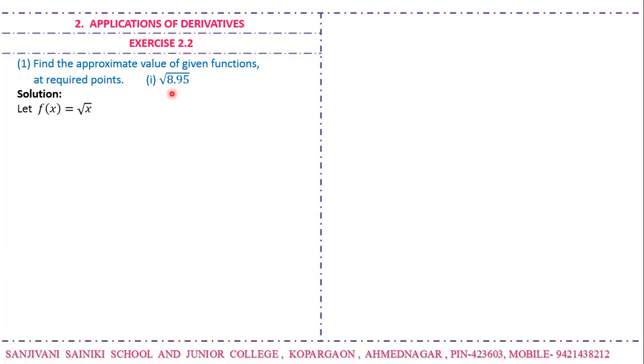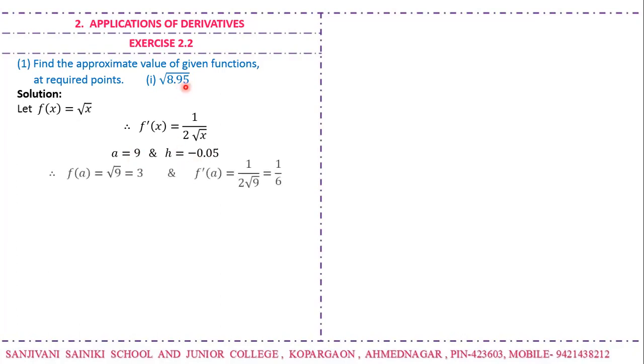The derivative of this f of x will be 1 upon 2 root x. Now I want to choose a point A and a small value h so that their sum is 8.95, but at the same time I have to pay attention to the value A whose square root I know and which is nearer to 8.95. So obviously the value is 9, because the square root of 9 is 3 and I know it. So I have to take h as minus 0.05, so that their addition gives us 8.95.